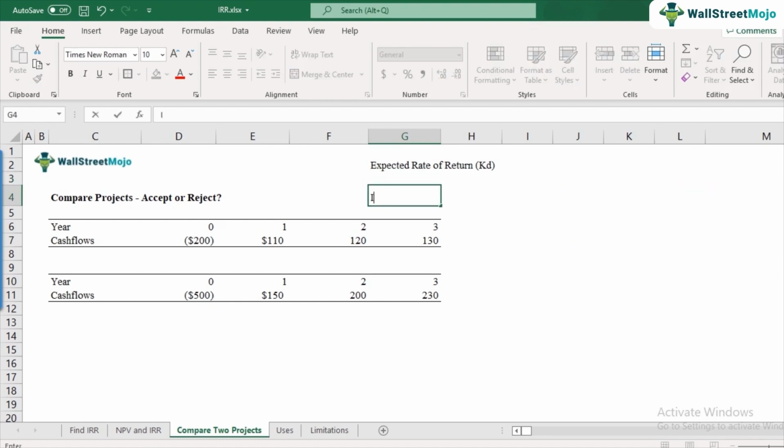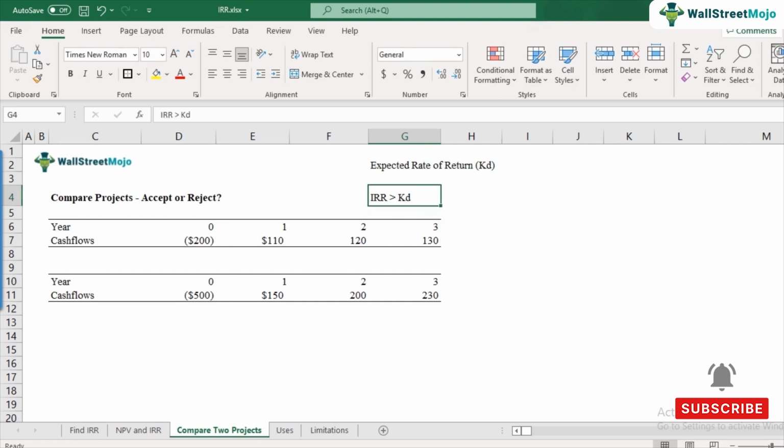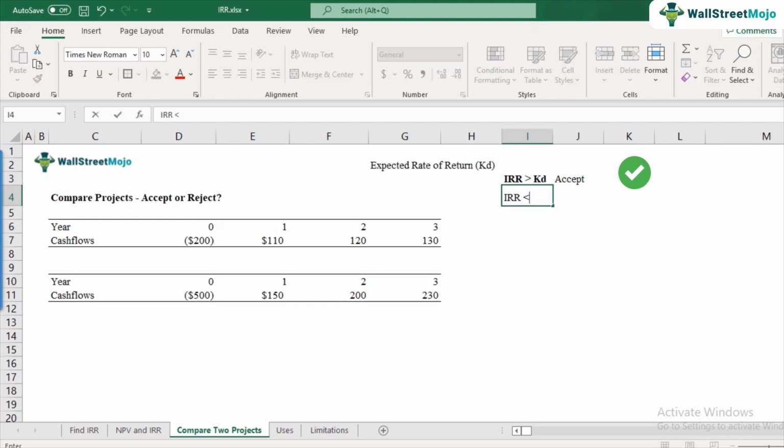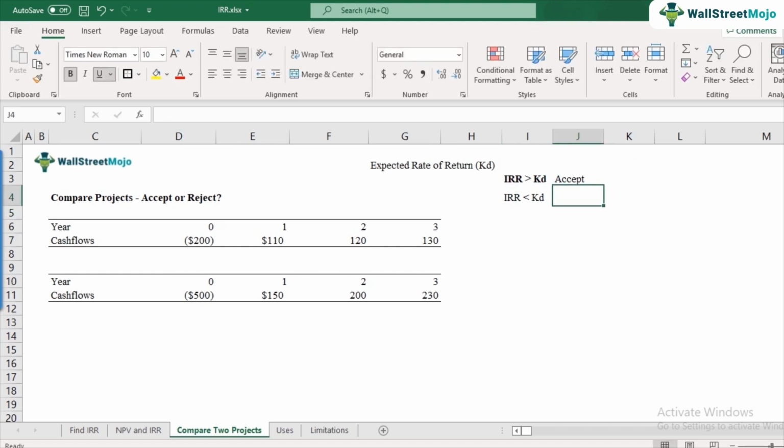Now if IRR, or the internal rate of return, is greater than your expected rate of return, this means you're earning a rate of return which is much higher than your expected rate of return, right? So in that case, you accept the project. In another case, it could be that your internal rate of return is less than your expected rate of return. In that case, you reject the project altogether.